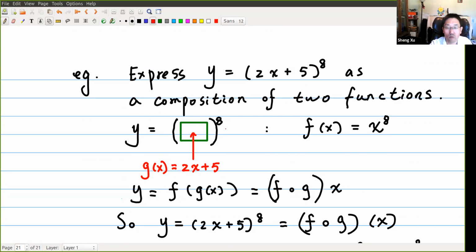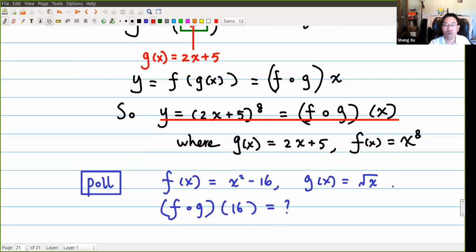Then this x is a placeholder here, right? So what do you need to substitute here? Should substitute 2x plus 5. You can introduce gx as 2x plus 5. Then you regard this function as f of gx, right? So it's (2x plus 5) to the power 8. So this function can be regarded as f composite of g in this manner. You can do other ways, okay?